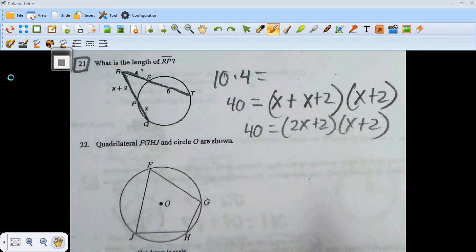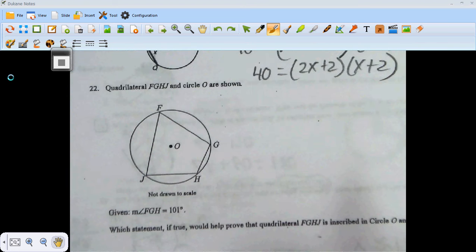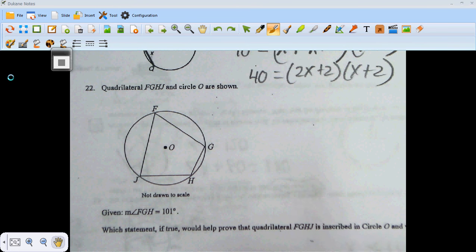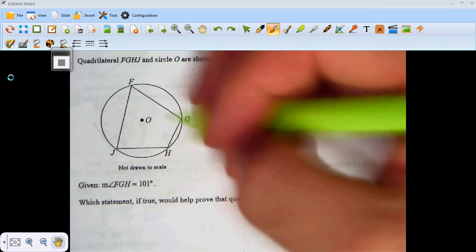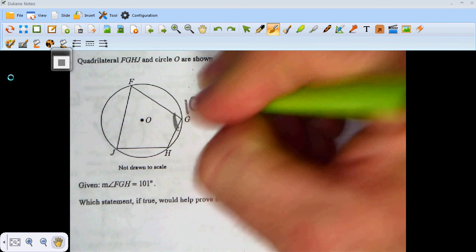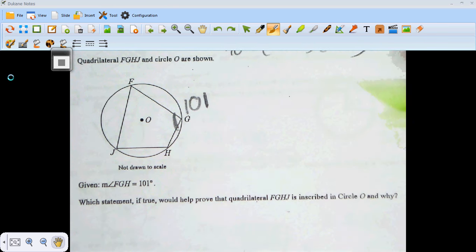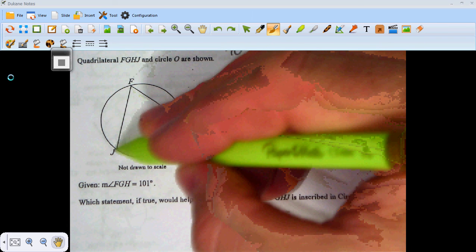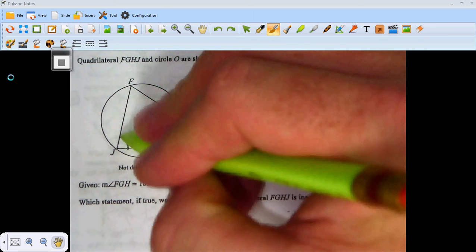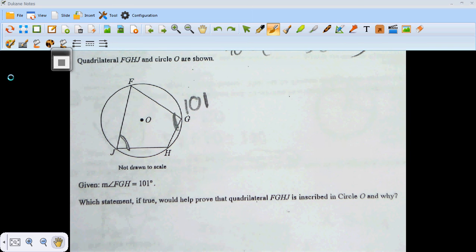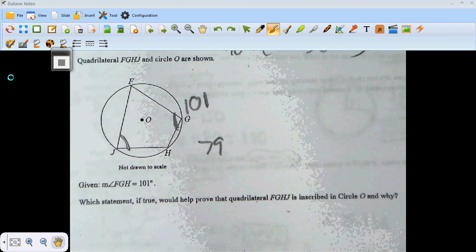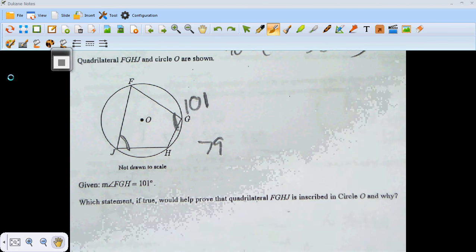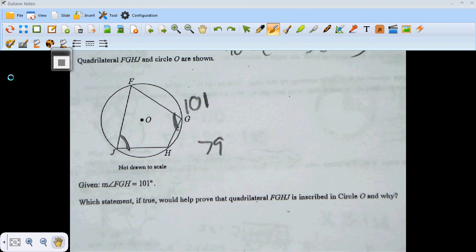So, now, number 22. Number 22 is very quick. I have FGH. This angle is 101. If this quadrilateral is inscribed within this circle, what's going to be the measure of angle J? 79. And how is it that I know that it's 79? 180 minus 101, because I know that J and G are 180.